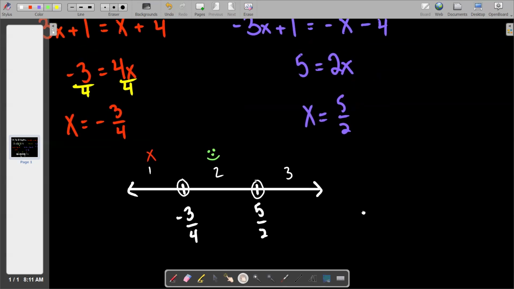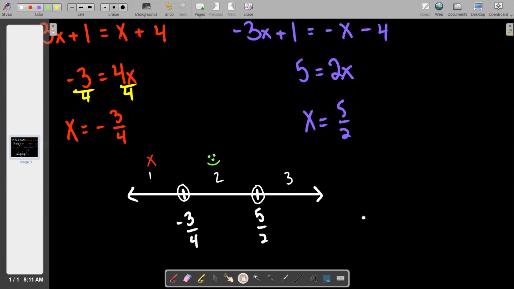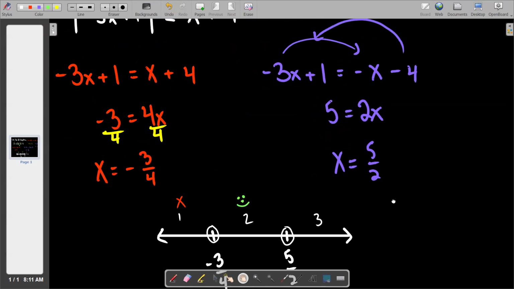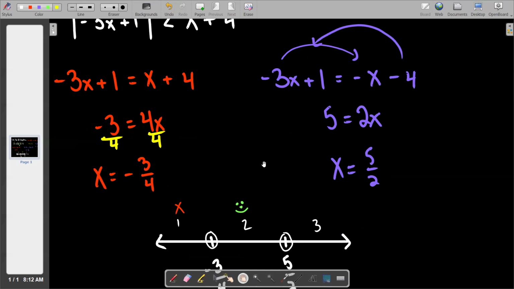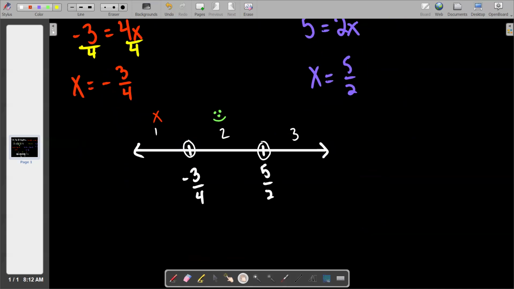What's a good number for region 3? 7. Random, but wonderful. I love 7. So let's go up here where the yellow arrows are, and let's change them both into 7s. -3 times 7 is -21 plus 1, the absolute value of which is 20. So we're looking and waiting, is 20 less than something? And then if we test 7 on the right, 7 plus 4 is 11. Is 20 less than 11? Nope. So this one came out really, really simple. And so this one is obviously a lie as well.